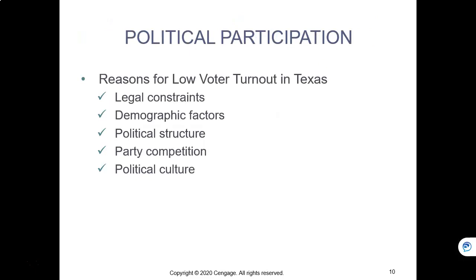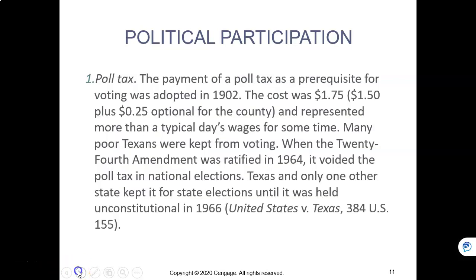So if we have not gotten anything else so far, I hope that you have in your mind that voter turnout in Texas is low. So we have several theories that have been put forth about why Texas in particular has low voter turnout. So we're going to talk about those. We're going to talk about legal constraints. We'll talk about demographic factors. We'll talk about political structure, party competition, and political culture. So let's start with legal constraints.